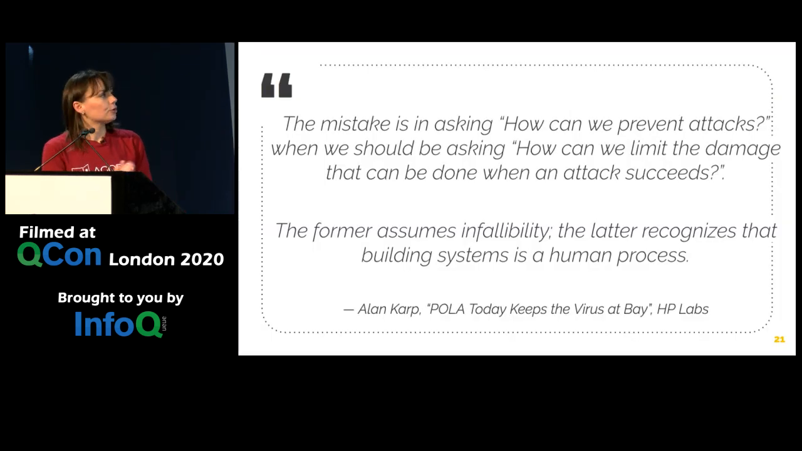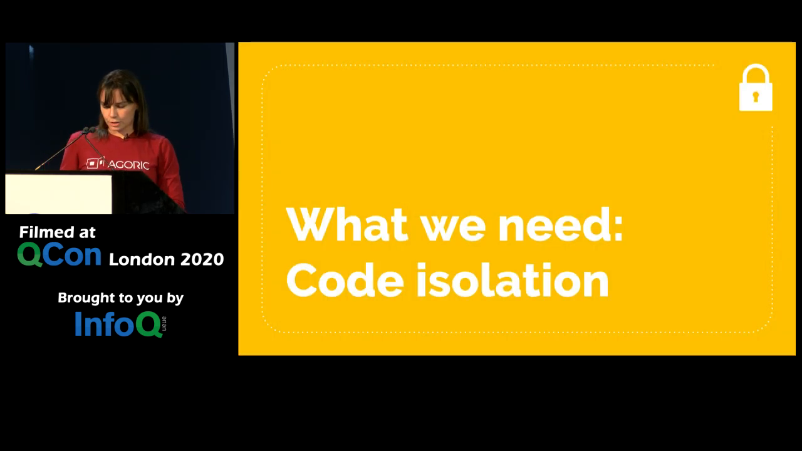So there's this great quote from Alan Karp that goes towards this point. He says, the mistake isn't asking, how can we prevent attacks? When we really should be asking, how can we limit the damage that can be done when an attack succeeds? The former assumes infallibility. The latter recognizes that building systems is a human process. So what we actually need is code isolation.